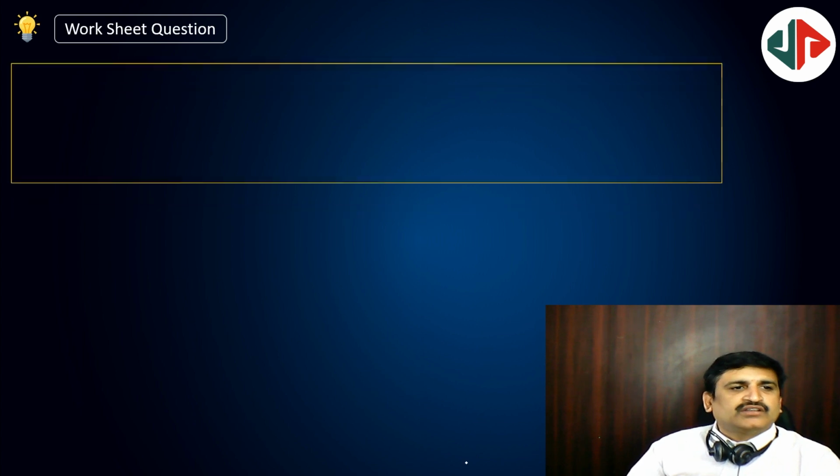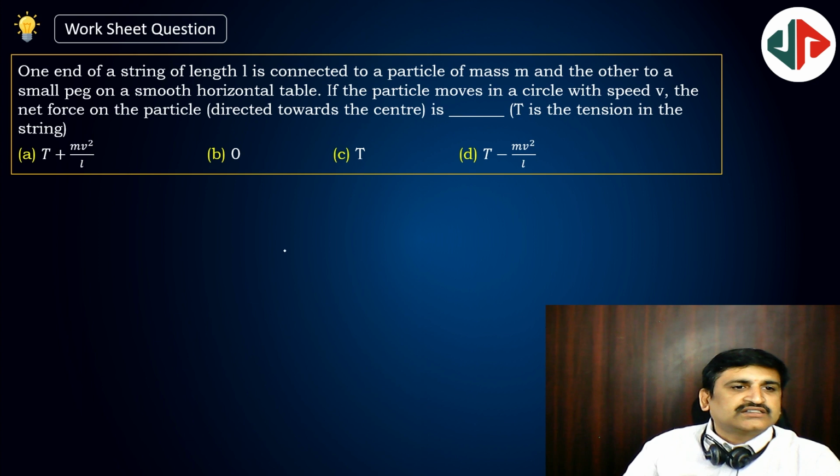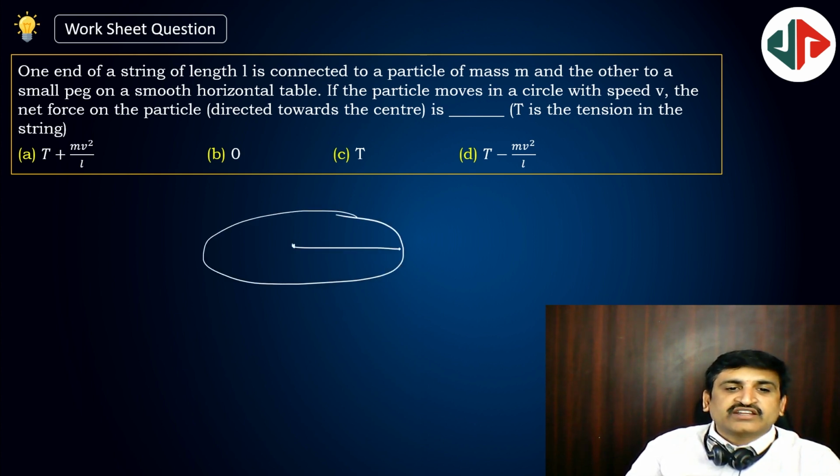Next. One end of a string of length L is connected to a particle of mass m and the other to a small peg on a smooth horizontal table. If the particle moves in a circle with speed v, what is the net force on the particle directed towards the center? I repeat, one end of the string of length L is connected to a particle of mass m and the other to a small peg on a smooth horizontal table. Smooth horizontal table, string, particle.